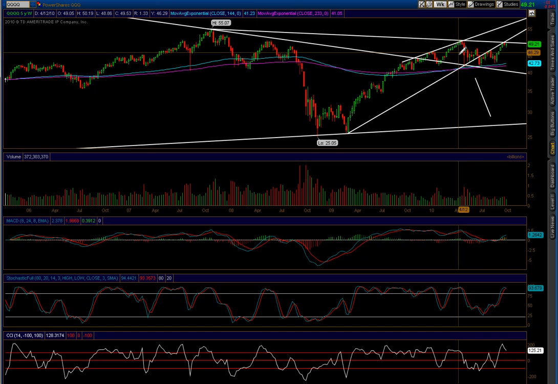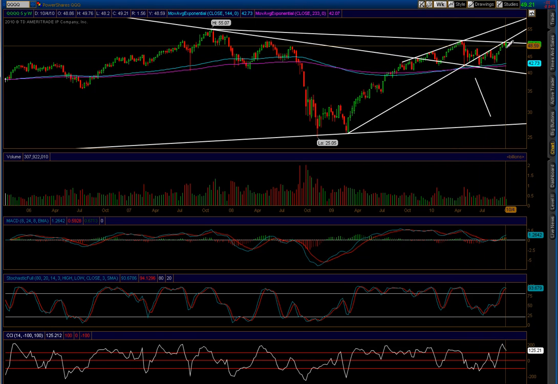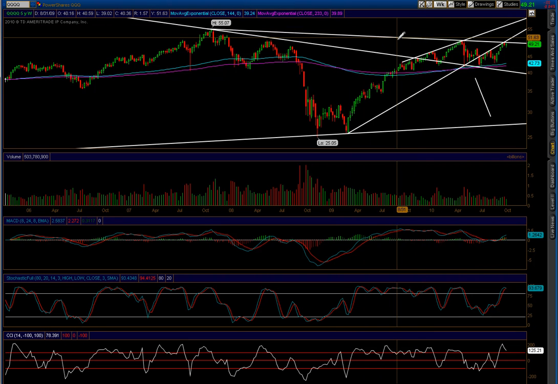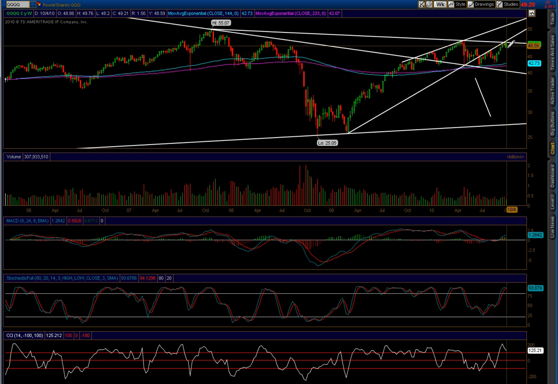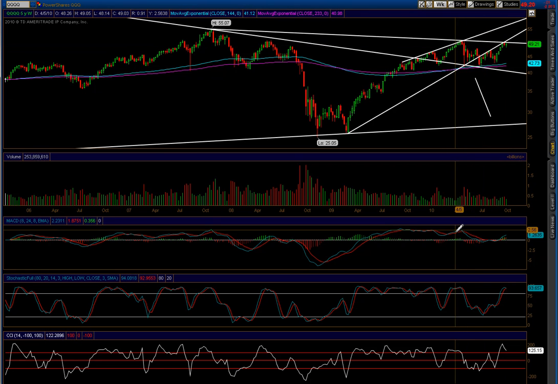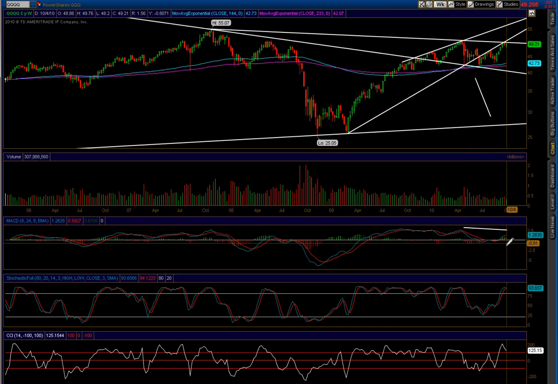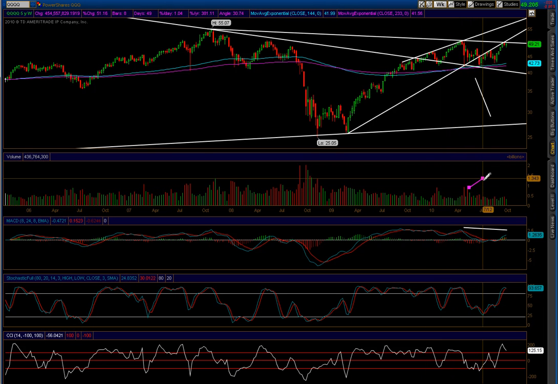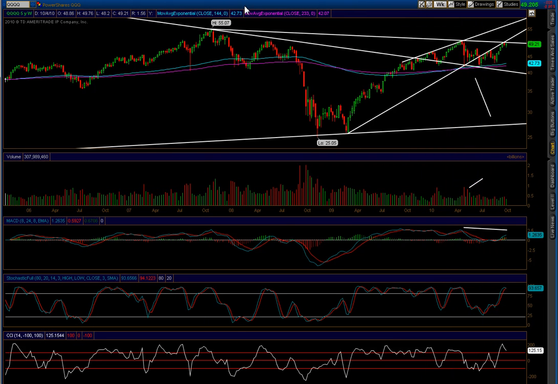We have broken down from it. We came back and backtested it. We did another backtest, and we also hit against this downtrend line that has now been hit 3 times. You can see major negative divergence on the MACD, as well as the distribution from the selling days.